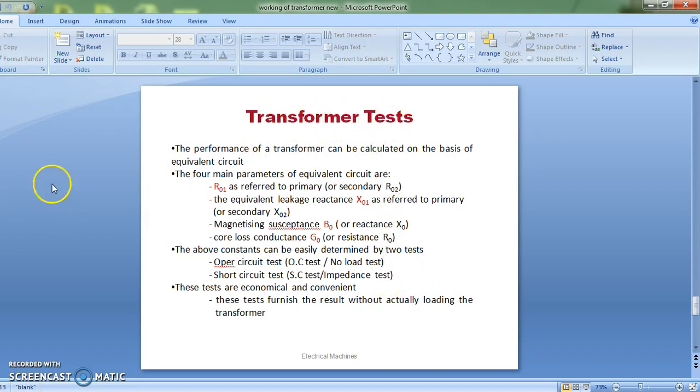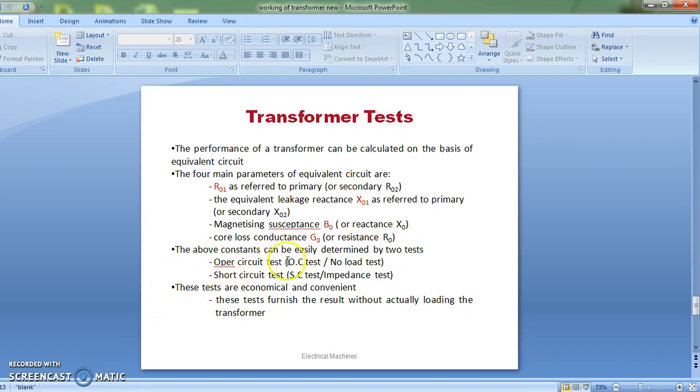Transformer test. The performance of a transformer can be calculated on the basis of the equivalent circuit. The four main parameters of the equivalent circuit are R01 as referred to primary or R02 as referred to secondary, the equivalent leakage reactance X01 as referred to primary or X02 as referred to secondary, magnetizing susceptance B0 or reactance X0, and core loss conductance G0 or resistance R0.